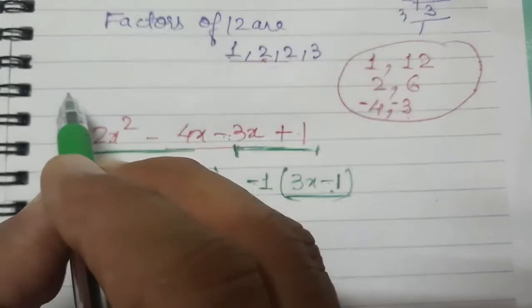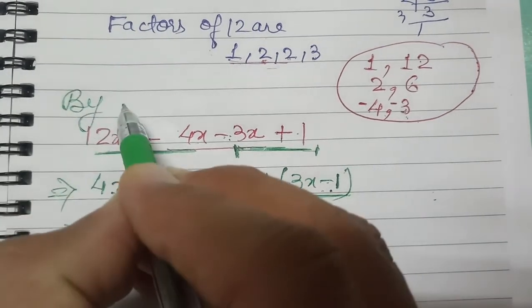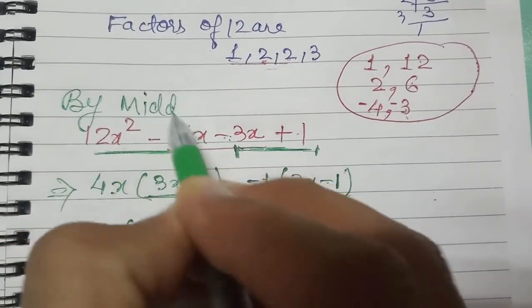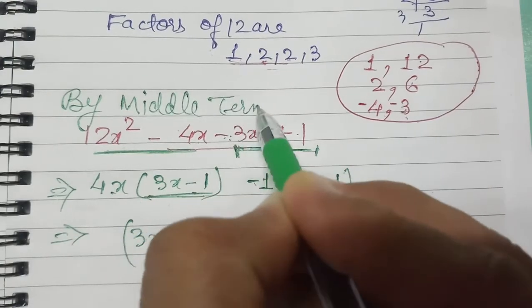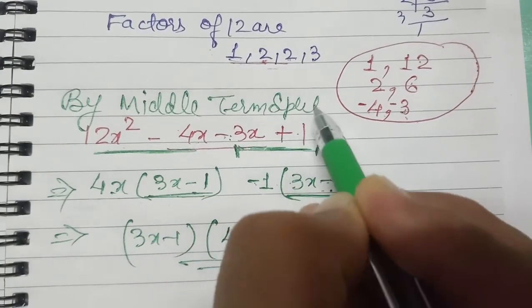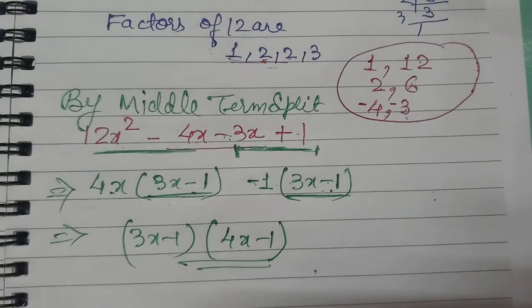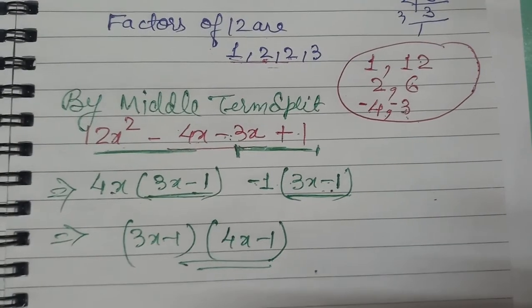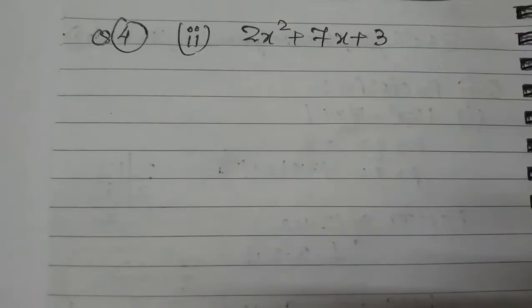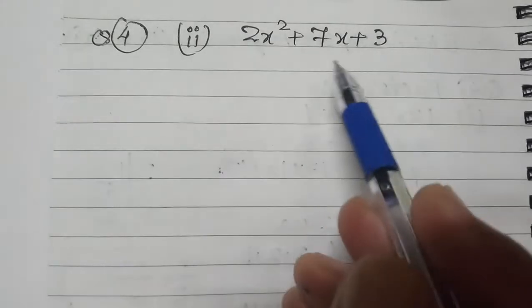So this is by middle term split. So by middle term split we have done this. Clear, children? Now let us do the second part of this question. Now see the second part.